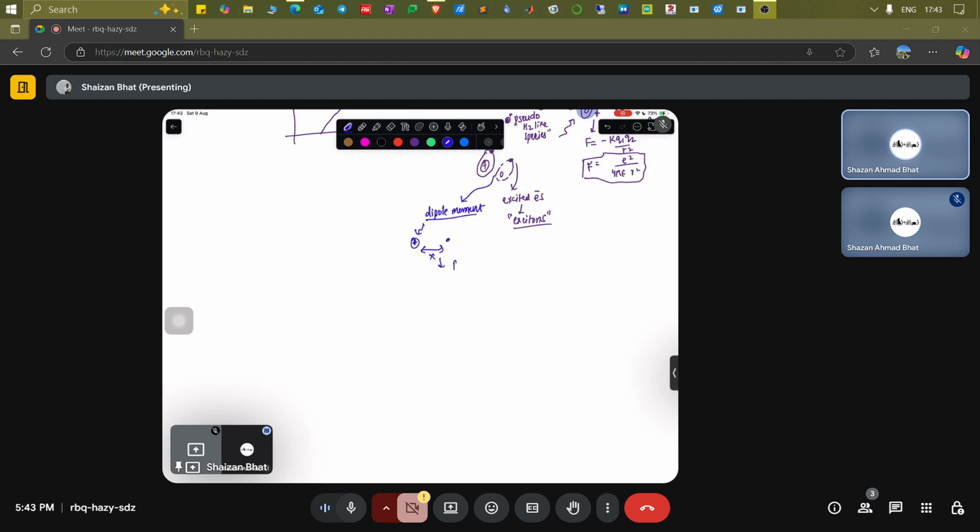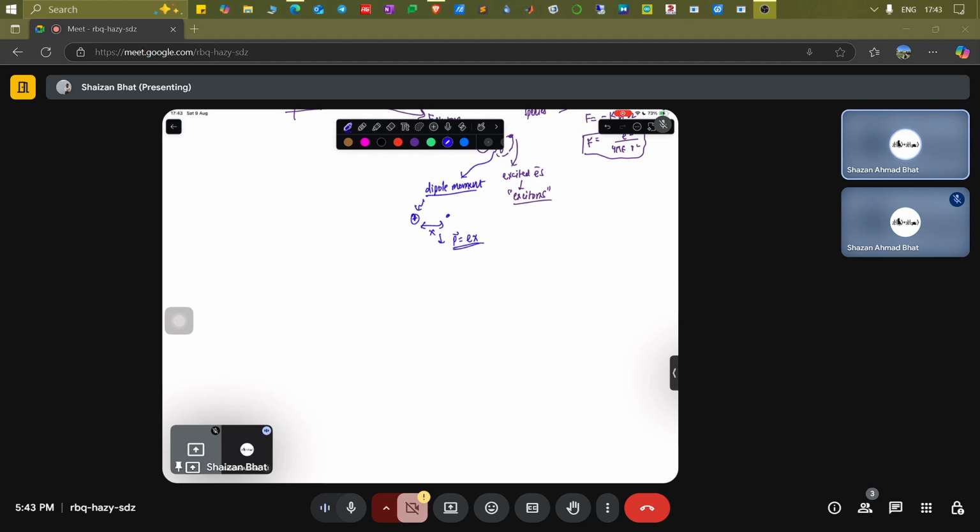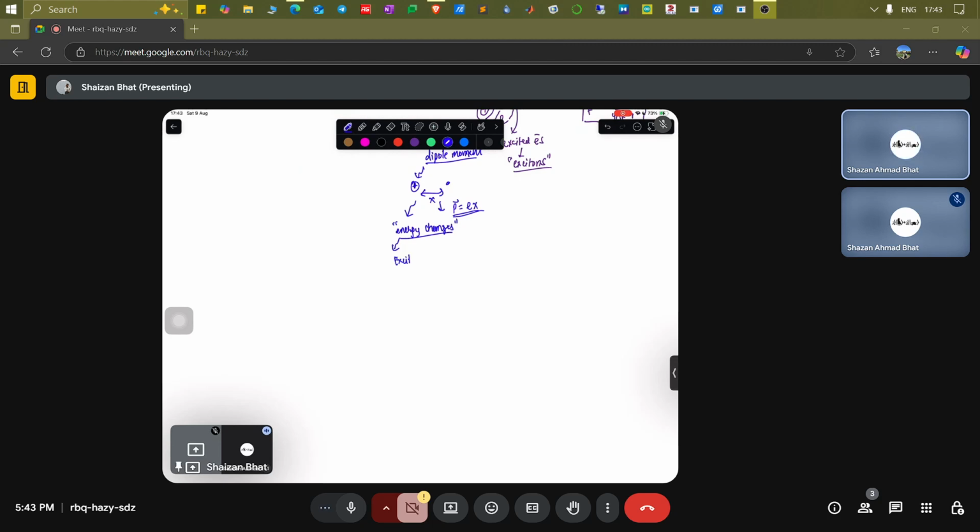So the dipole moment is now, let's say, e times x. You have the dipole moment coming into the picture, and because of that, you have an energy change now. The energy change because of these excitonic effects, because of something called the exciton binding energy. What is this exciton binding energy?